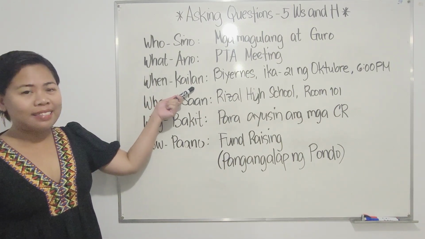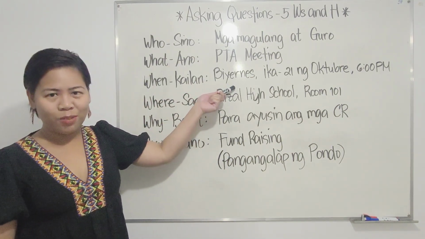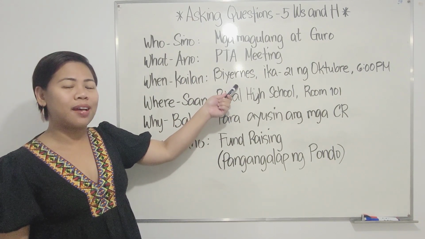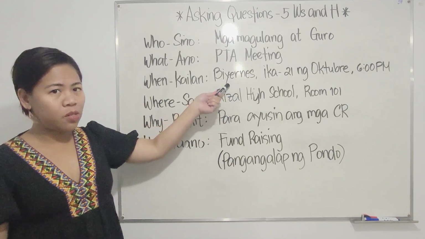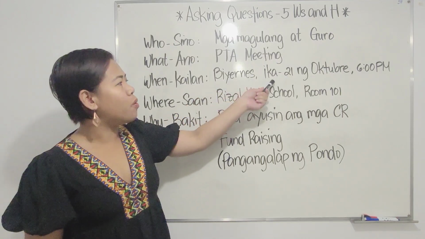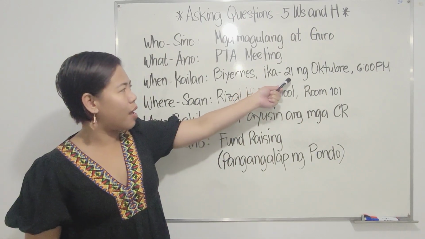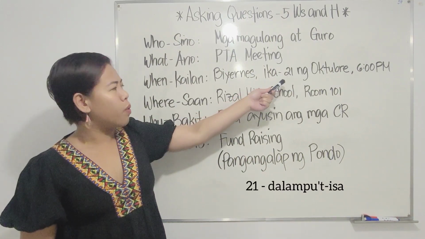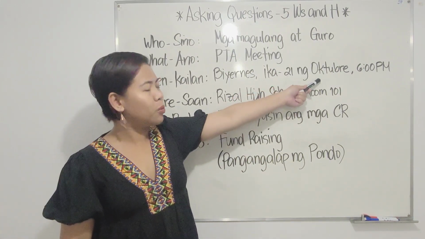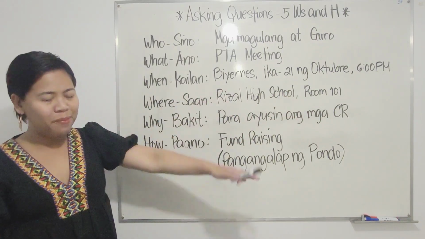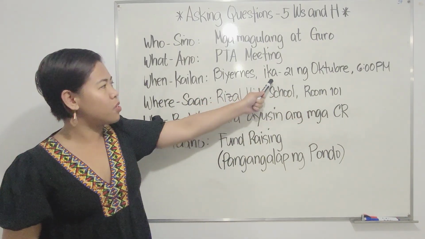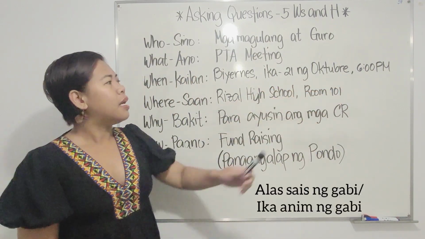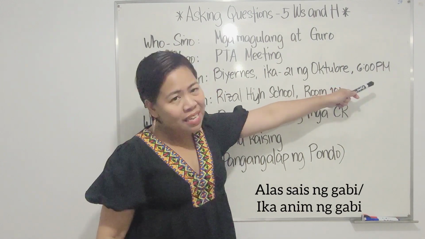When or kailan? So, Biyernes, you already know Biyernes, right? You need to review our previous lessons. Biyernes. When I discussed about schedules, we took up this one, Biyernes. That's Friday. And we write our date like this, ika-21 or ika-21. We also say ika-21 or 21 ng Octubre. What is Octubre? Do you still remember? October. 21st of October. 6 p.m., how do we say that in Filipino? Alas 6 ng gabi or ika-6 ng gabi.